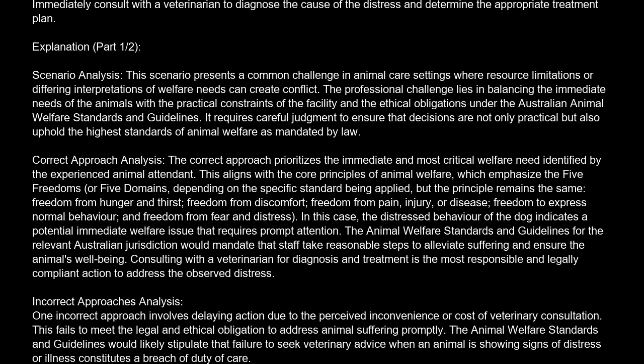Incorrect approaches analysis. One incorrect approach involves delaying action due to the perceived inconvenience or cost of veterinary consultation. This fails to meet the legal and ethical obligation to address animal suffering promptly. The animal welfare standards and guidelines would likely stipulate that failure to seek veterinary advice when an animal is showing signs of distress or illness constitutes a breach of duty of care.